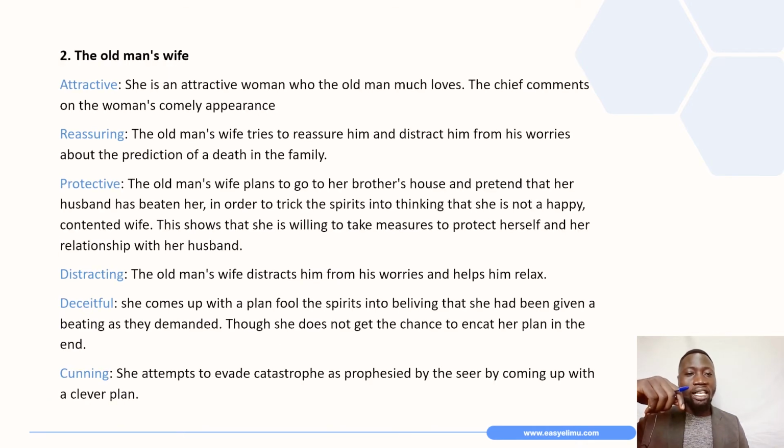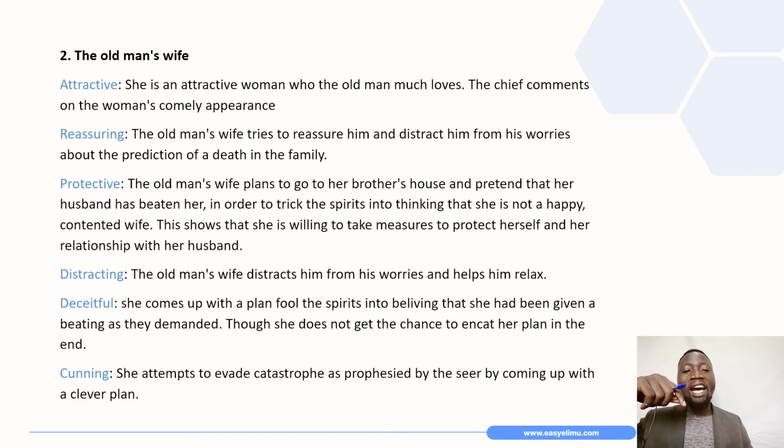On to the next character, we have the old man's wife. The old man's wife is attractive. She is an attractive woman whom the old man loves so much. The chief also comments on the woman's comely appearance. She is also reassuring.